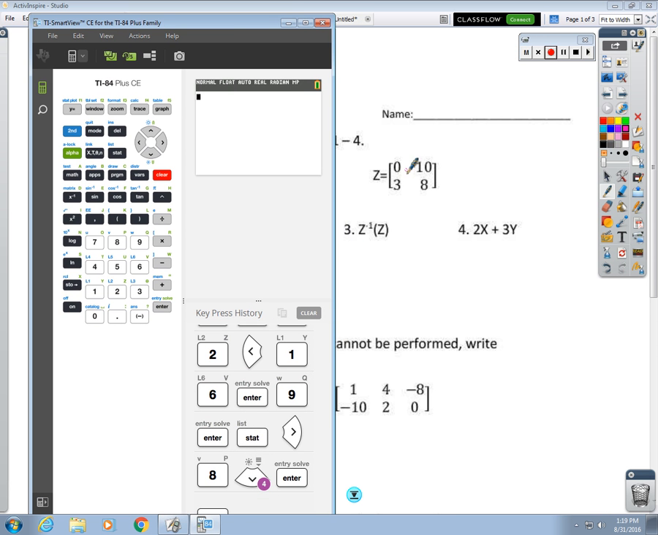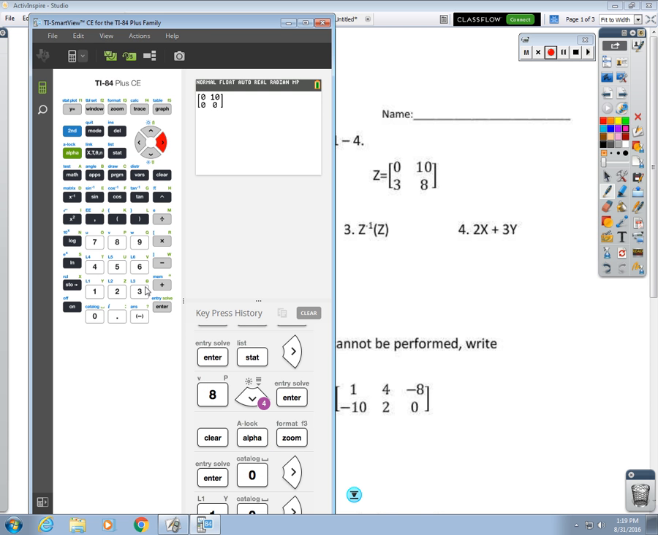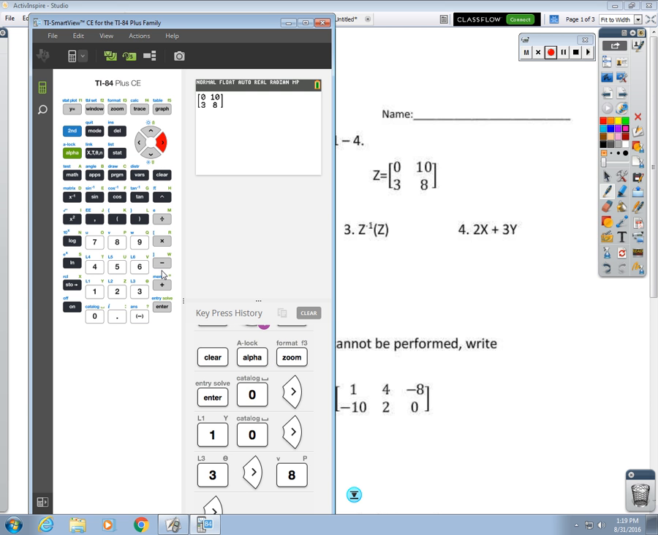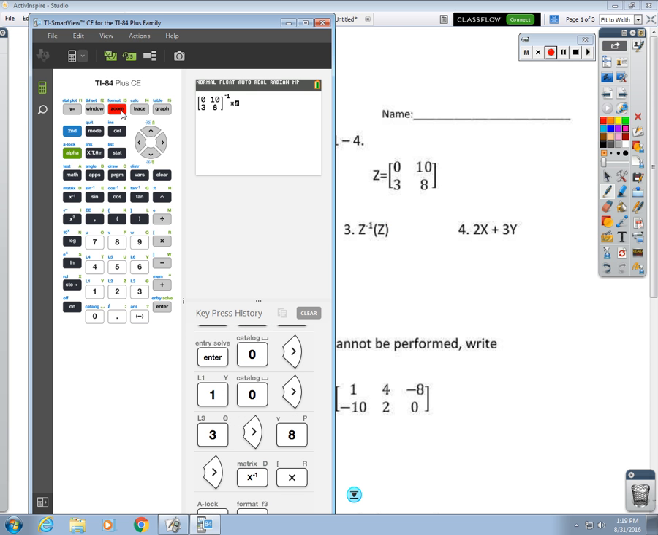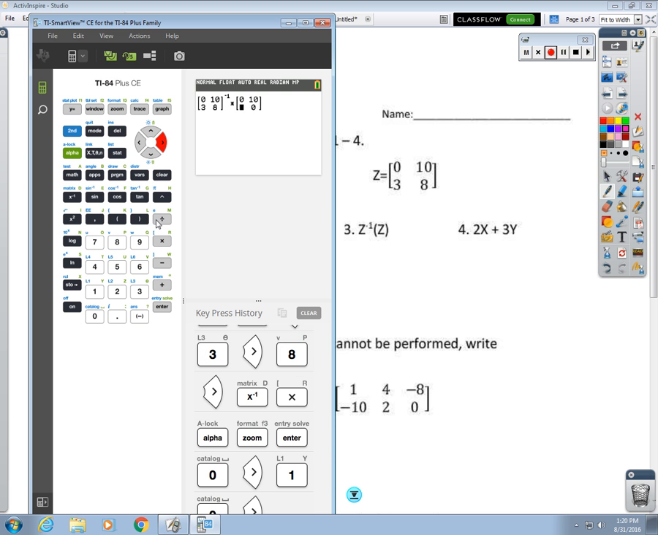Alright, so the first thing I need to do is type in matrix Z. How do I type in a matrix? Alpha zoom. And then it's a 2 by 2, so make sure your dimensions are set right and hit OK. Then enter your 4 elements, 0, 10, 3, and 8. Okay, to find the inverse, what do I do? Right, you hit this button right here that says x to the -1. Okay, but we're supposed to do z to the -1 times z again. So now times alpha zoom, I have to type in z again. 0, 10, 3, and 8.